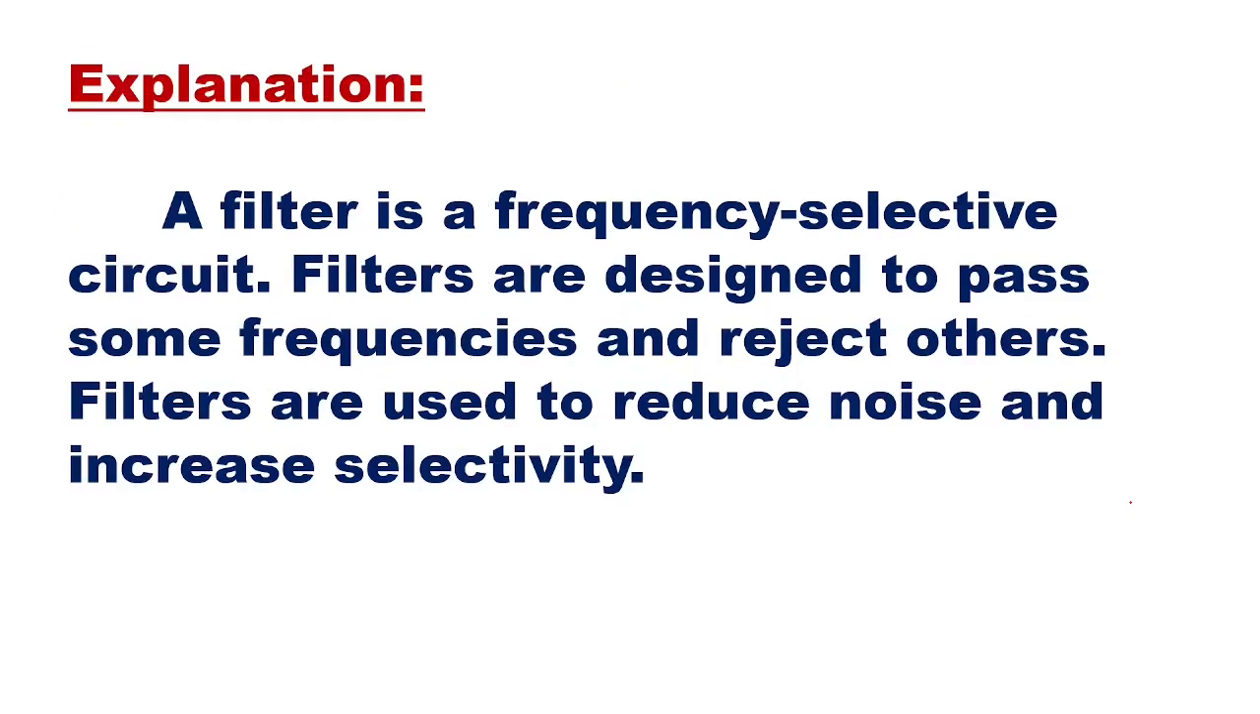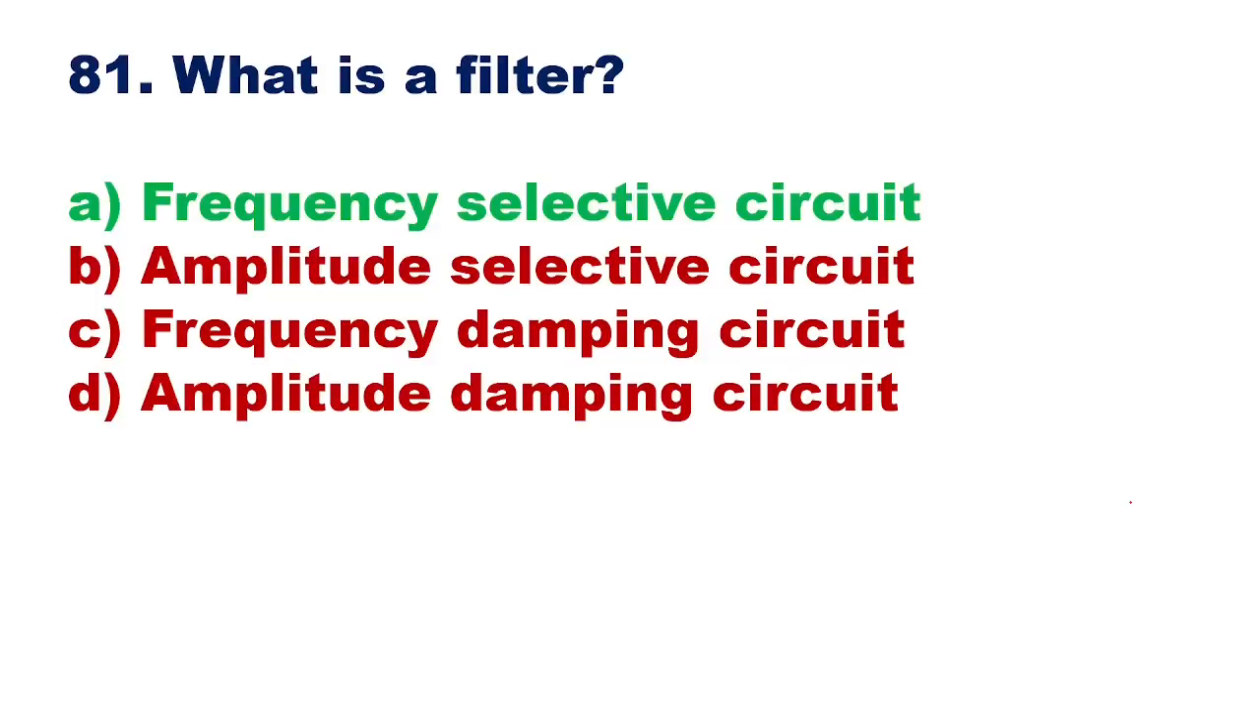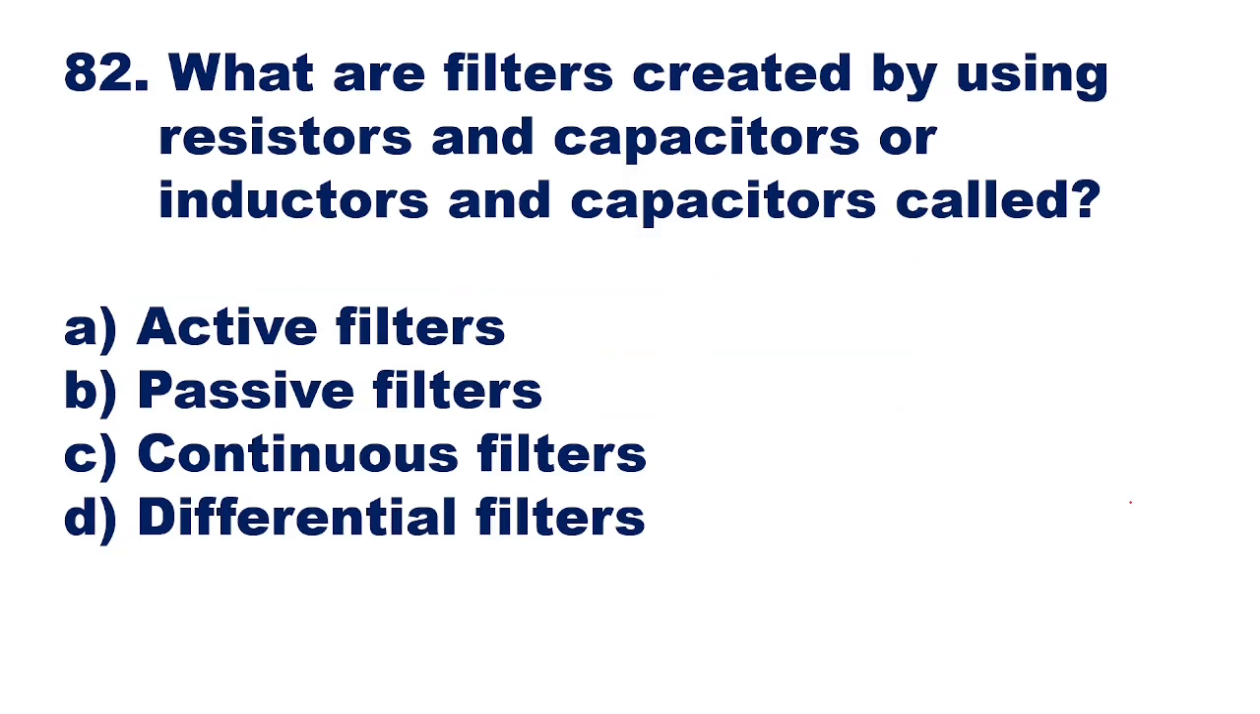If you see the explanation behind it, a filter is a frequency selective circuit. Filters are designed to pass some frequencies and reject others. Filters are used to reduce noise and increase selectivity. So here option A will be the right answer, that is frequency selective circuit. Then we'll go to the next question.